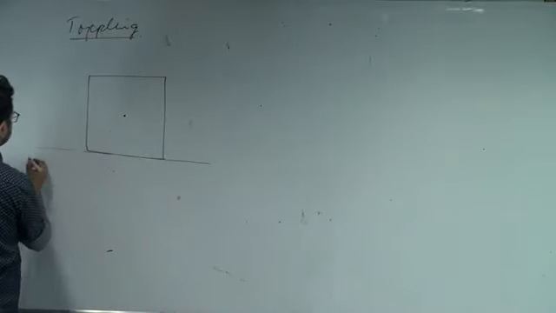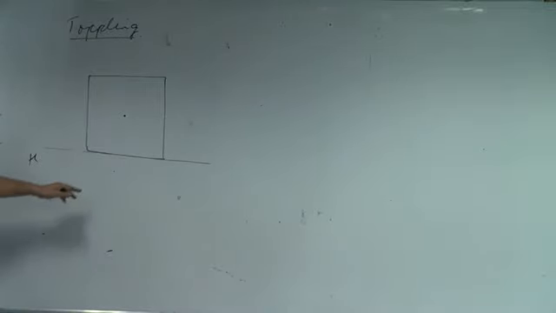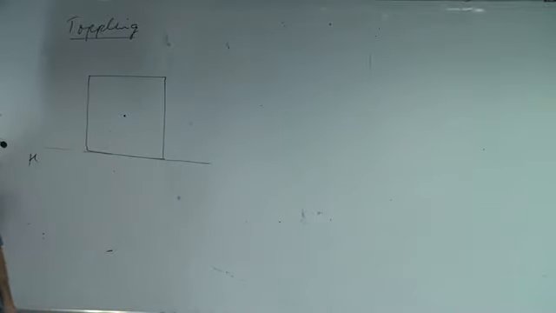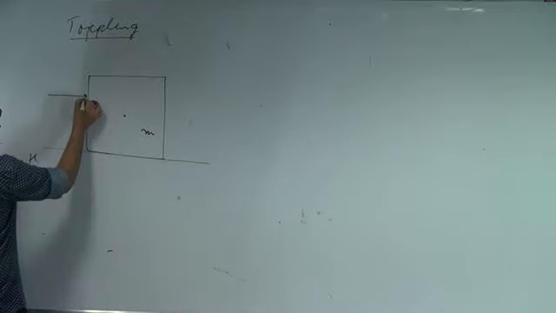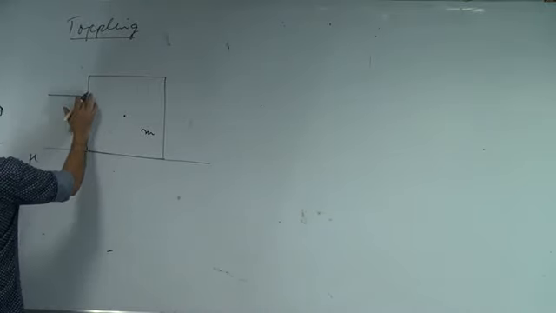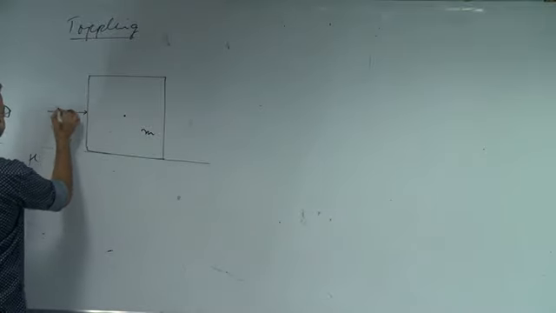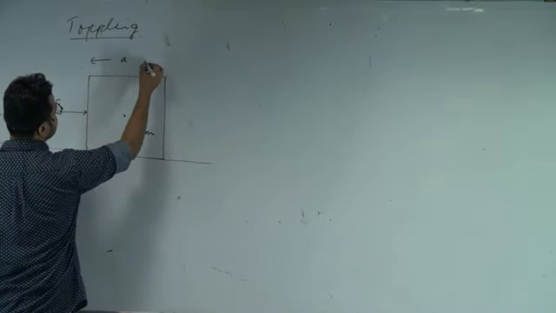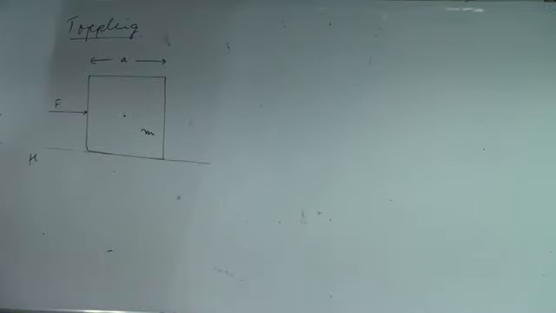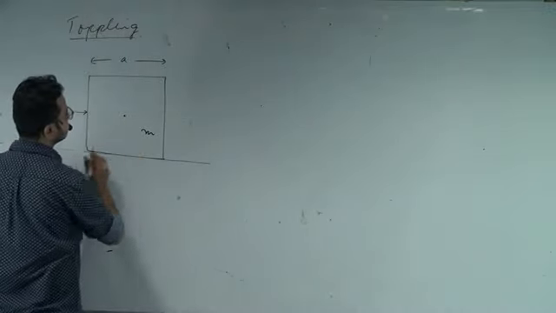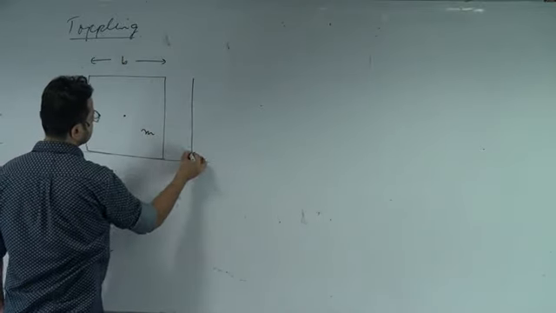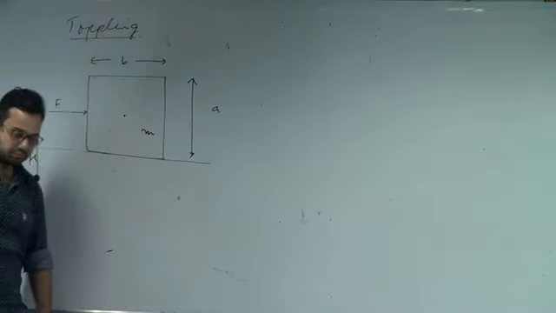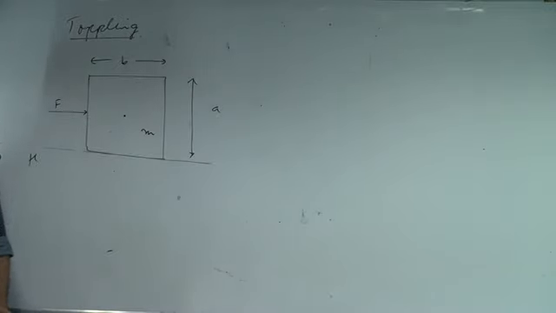Suppose this is a rough surface. Obviously, if this does not have to move, there has to be sufficient friction. Correct? Let's say the mass is m and we are applying a force over here. Let's say this side is A, and we'll call this one B. Let's see the process.